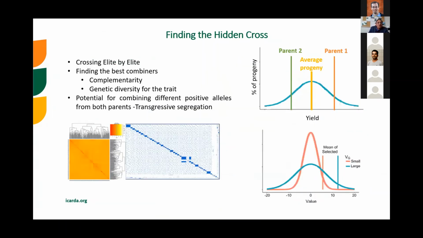Then finding the hidden cross. Nowadays, our breeding program is based on elite parents so that we are able to identify the potential parents, the best combiners, so that we have different kinds of positive alleles together in the new lines, so that we have a kind of transgressive segregant.